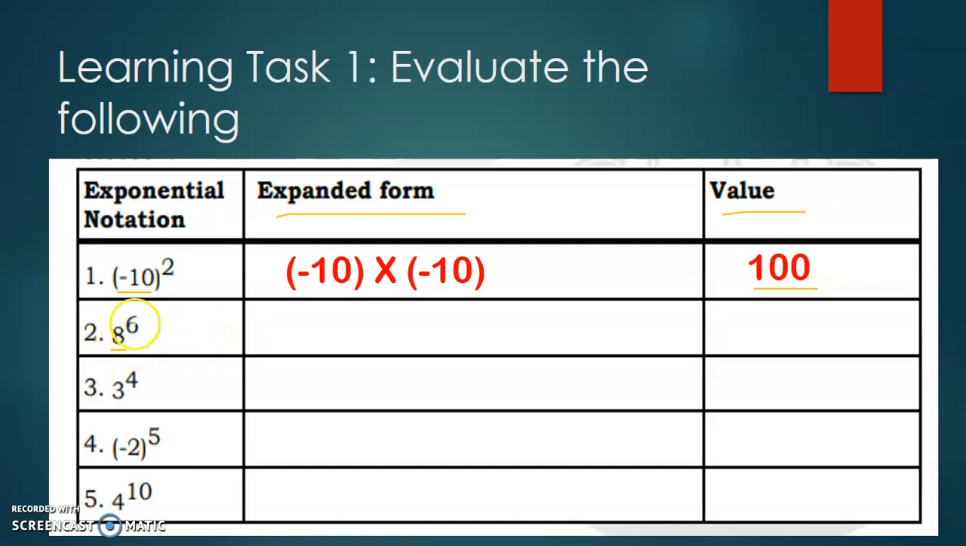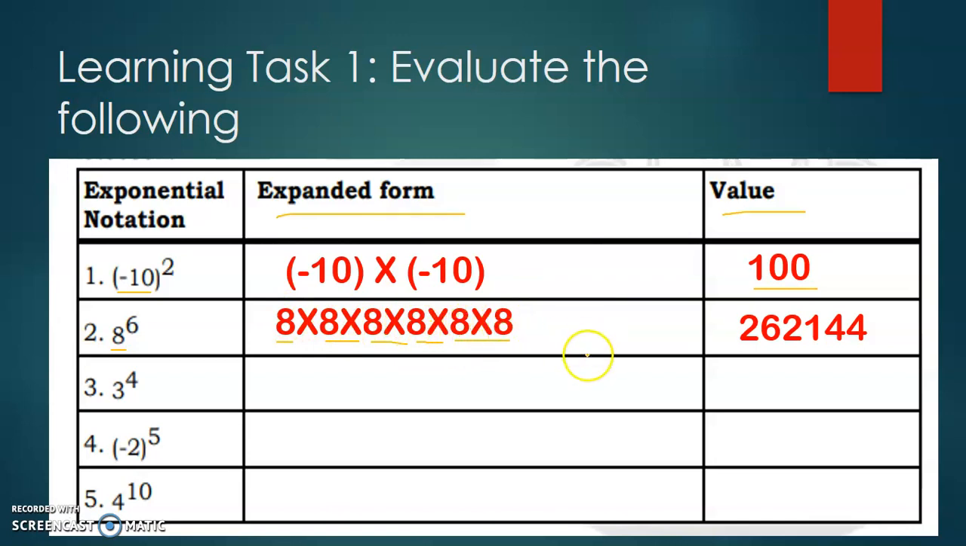8 to the power of 6 in expanded form, that is 8 times 8 times 8 times 8 times 8 times 8. Ibig sabihin, ang base, minultiply siya ng 6 na beses. So, 1, 2, 3, 4, 5, 6. 6 na 8 yan. So, if you're going to multiply everything, the product of that one is 262,144. Medyo may kalakihan kasi ang daming 8 ang minultiply natin.